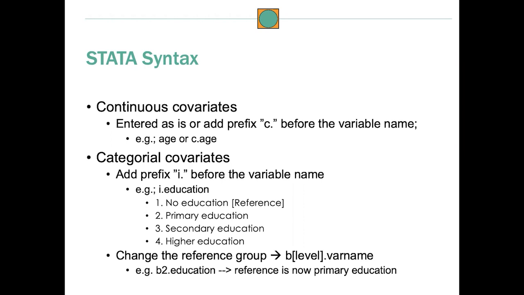So for binary independent variables, we can treat it either as a factor variable, whereby we add a prefix i. before the variable name, or we can enter it as is without the i. prefix. So in doing so, we can treat it similar to the continuous variable where we can pick whichever one we want and we have an option.